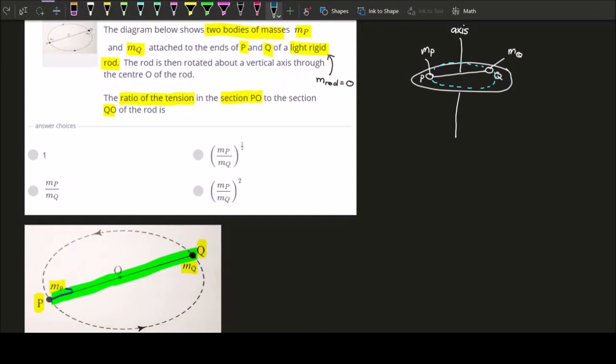Okay, the ratio of the tension in PO to the tension in QO. They are asking us to compare the ratio between these two tensions. So later we will need to find TPO over TQO, and then we want to find what's the ratio behind it. It's important to know what kind of ratio we need to find.